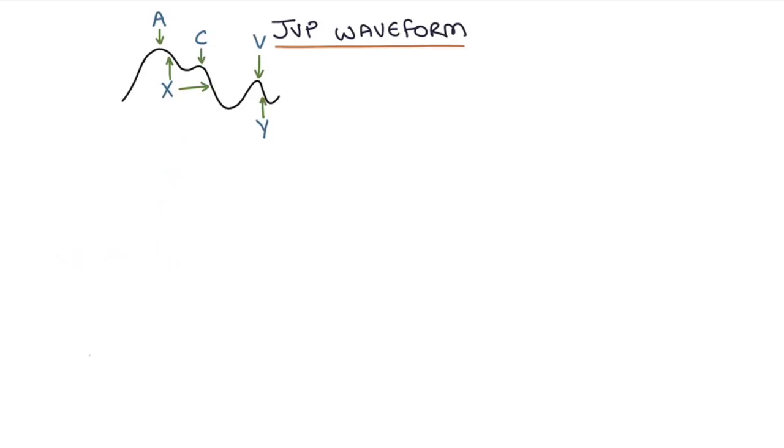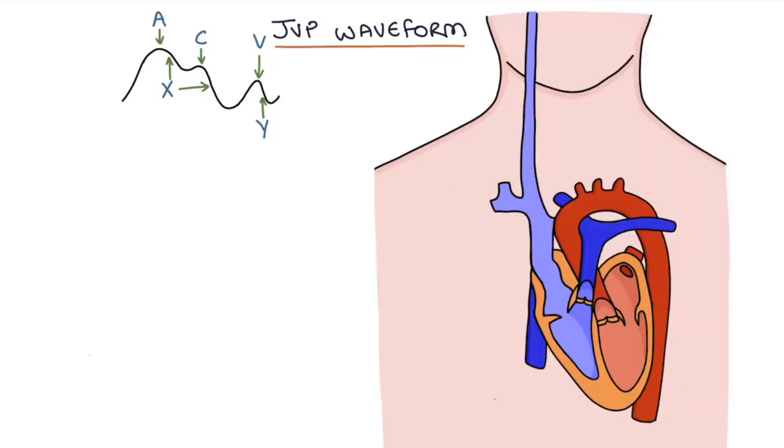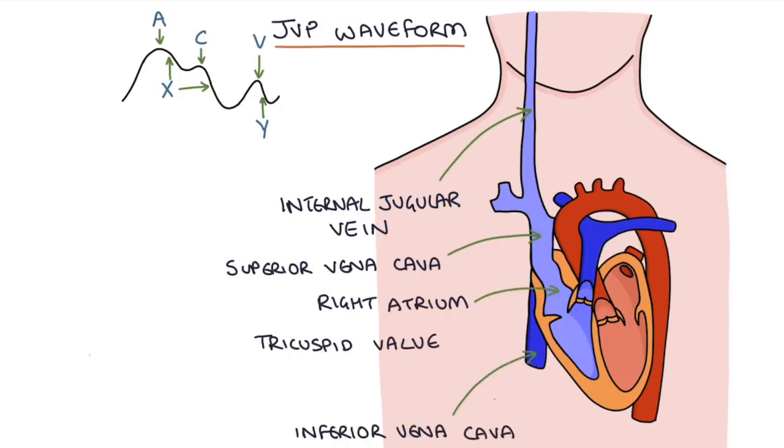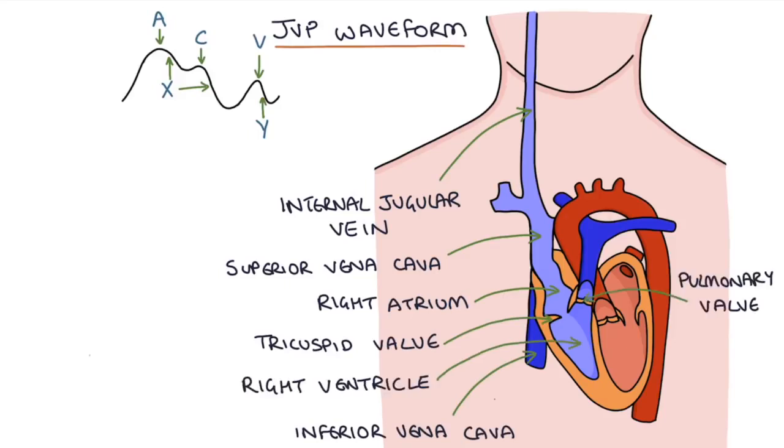So let's go through each wave and what is happening during them as far as the right atrium. And to do that, I want to use this simplified diagram that shows the internal jugular vein in the neck, which drains into the superior vena cava. And then underneath, you can see the inferior vena cava. Then there's the right atrium, tricuspid valve, the right ventricle, and the pulmonary valve that then leads into the pulmonary arteries that go into the lungs.